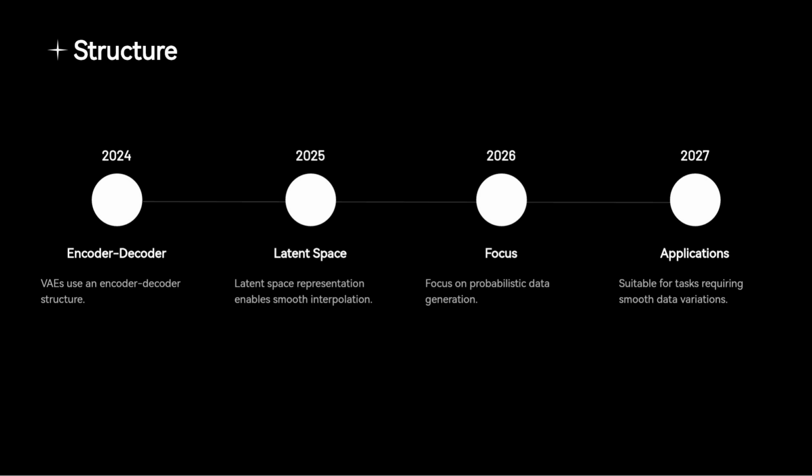This allows for smooth interpolation between data points in the latent space, making VAEs ideal for tasks where smooth transitions or variations are needed, such as image morphing or generating images with varying attributes, e.g., changing facial expressions. In addition to generating data, VAEs are also useful for semi-supervised learning and anomaly detection, as they can learn the underlying structure of data in an unsupervised manner.